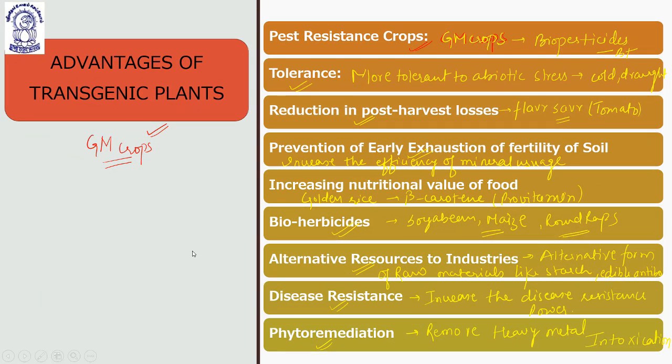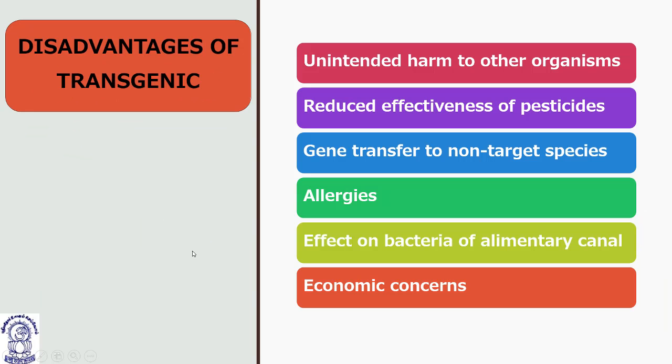Now coming to the next slide, disadvantages of transgenic crops. As we have learned about the advantages of transgenic crops, there are many disadvantages of transgenic plants as well. Genetically modified plants can produce unintended harm to other organisms.